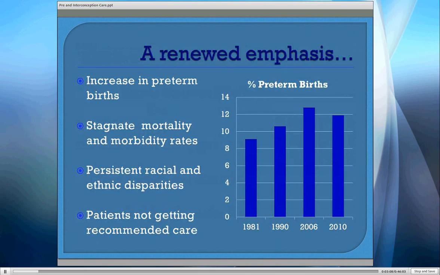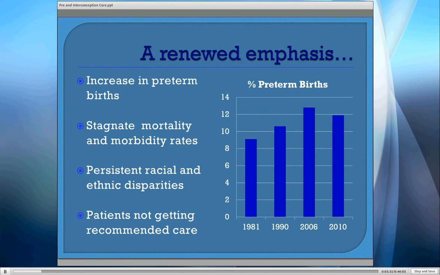The renewed interest in this area of prevention is driven by the increase in preterm births, a lack of progress in reducing maternal and infant mortality rates, persistent racial and ethnic disparities, and the fact that few patients of childbearing age actually receive recommended preconception services.